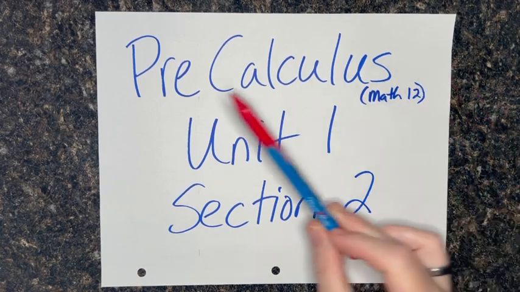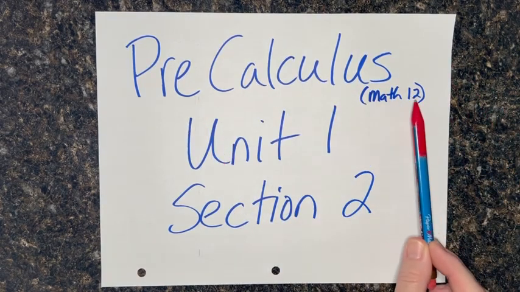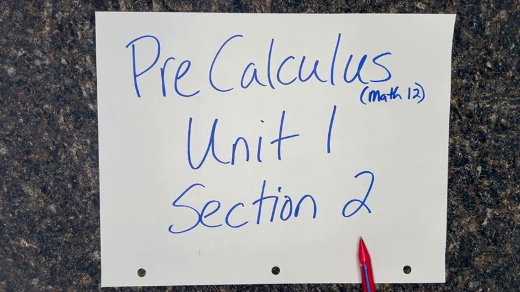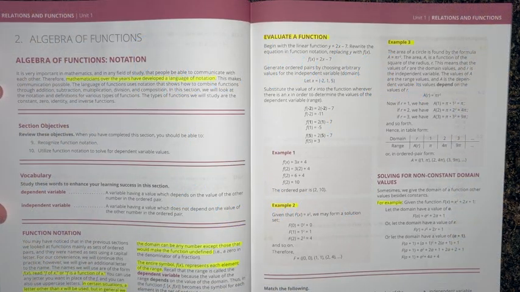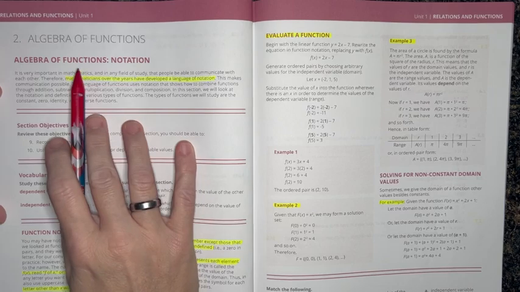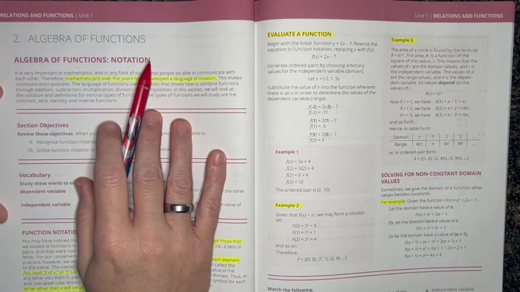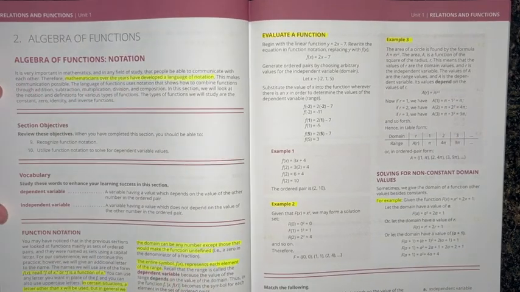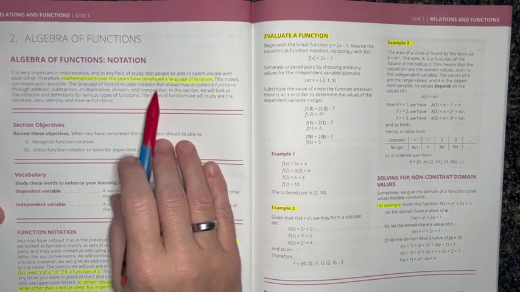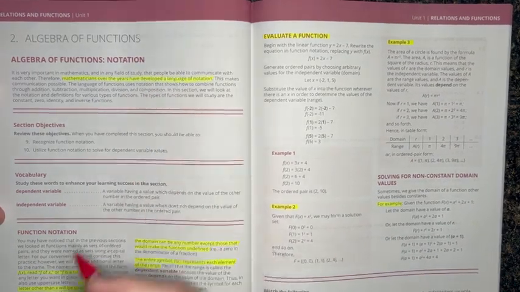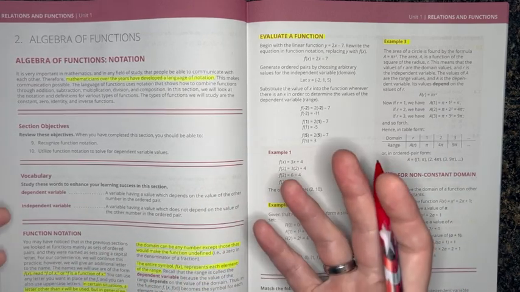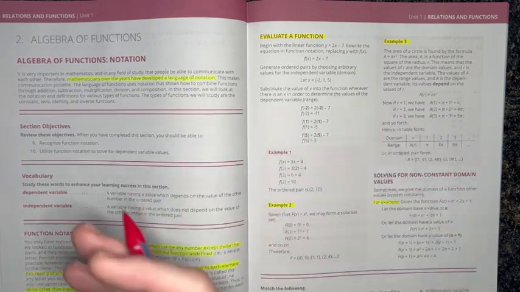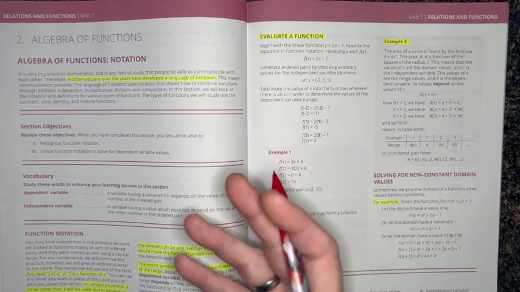Today we're going to be working through Pre-Calculus or Math 12, Unit 1, Section 2. Section 2 begins on page 28 and it's titled Algebra of Functions. And it's got a lot of subtitles. I'm not going to read all of that, but it says mathematicians over the years have developed a language of notation. So we're going to be talking about notation and how it allows people to communicate effectively when talking about math.